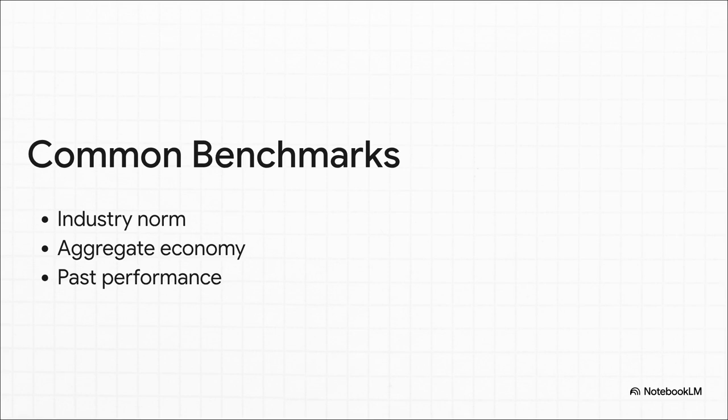Second, the aggregate economy. You've got to account for macro trends. Like, is a dip in performance just a company issue, or is the entire economy facing a downturn? And third, the firm's past performance. This is totally vital for tracking internal growth or decline over time. Honestly, only by checking all 3 can you get the true picture.